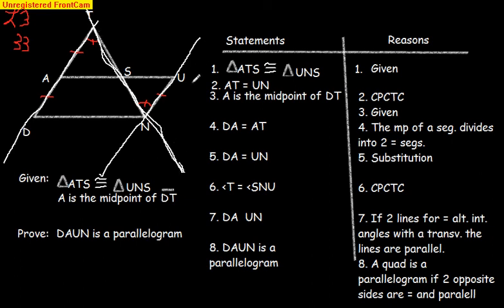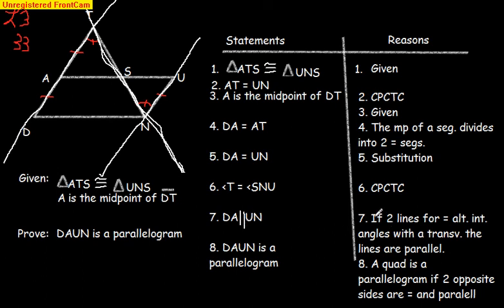These two lines are the parallel lines. Here's the transversal, and we know they are parallel because these are the alternate interior angles. Let me extend this a little bit more. These are alternate interior angles right here. So we know that DA, this whole line, is parallel to UN. So let me put the parallel sign in here.